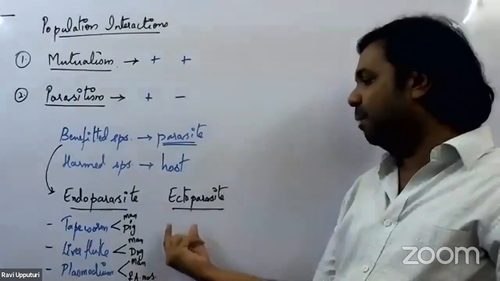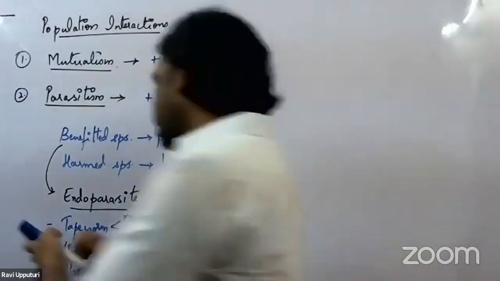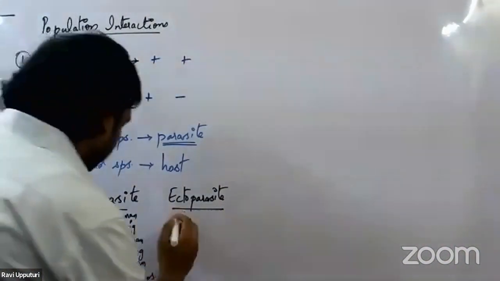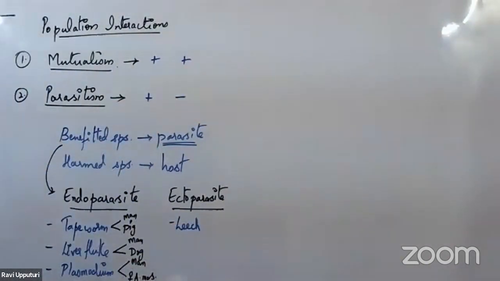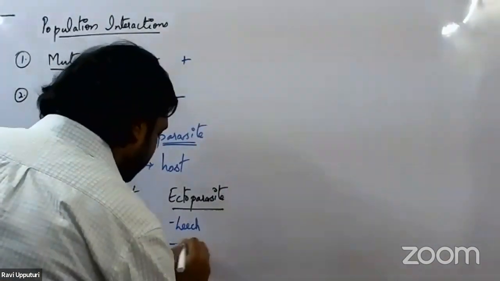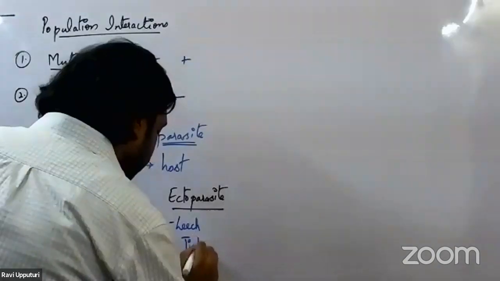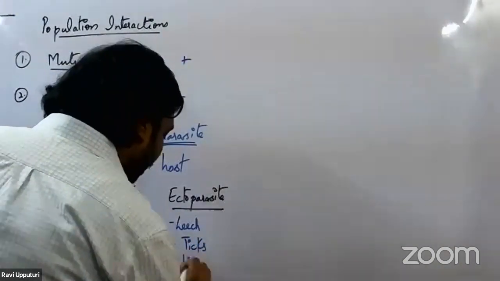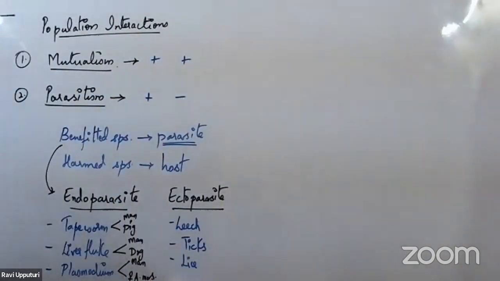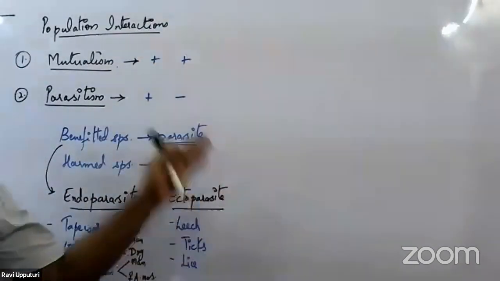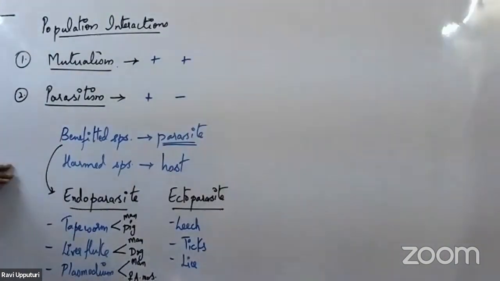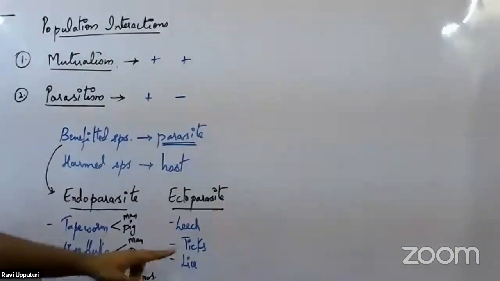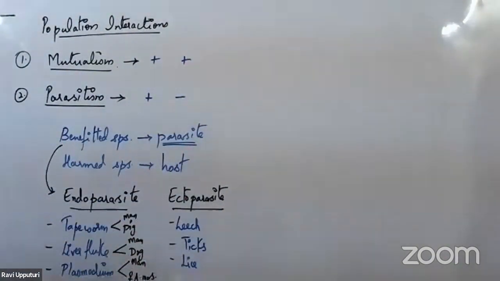So some examples we can take for ectoparasite. Ectoparasite, we can take the example of leech. The blood-sucking leech can be taken as an example for ectoparasite, right? Along with that, we can take the example of ticks. We can take the example of lice. So all these are some of the organisms which live outside the body of the host organism, right? So endoparasites live inside the body of the host organism. Ectoparasites live outside the body of the host organism.